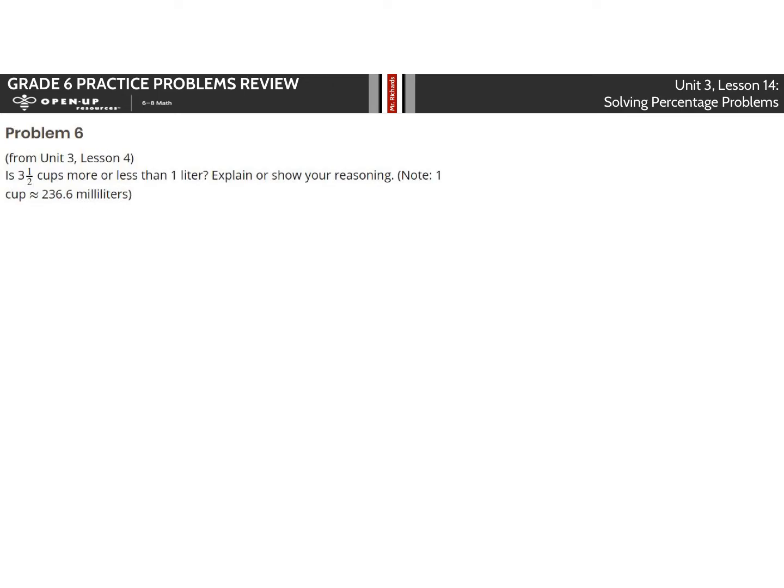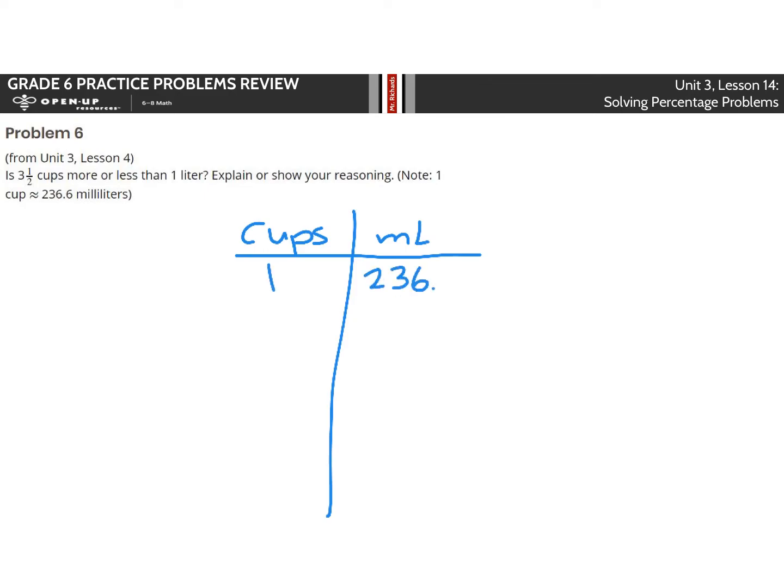From Unit 3, Lesson 4, is 3.5 cups more or less than 1 liter? Explain or show your reasoning, knowing that 1 cup is 236 6/10 milliliters, give or take some. Let's set up a table. Tables have been our friend this lesson, so let's just keep going with them. Cups and milliliters. We know 1 cup is 236 6/10 milliliters.